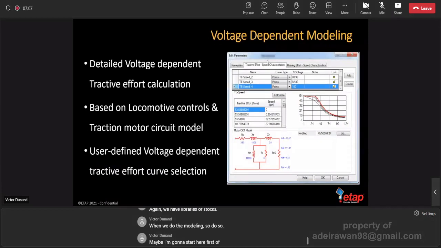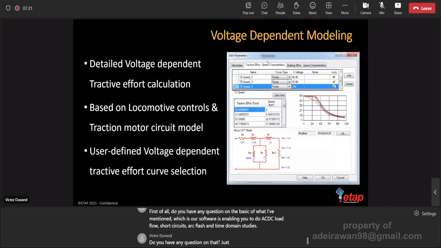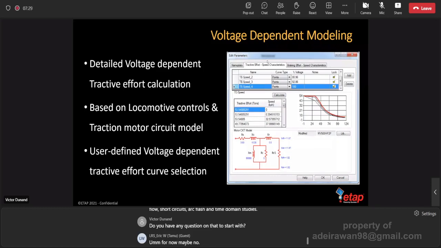First of all, do you have any question on the basics of what I mentioned, which is that our software enables you to do AC, DC, load flow, short circuits, arc flash, and time domain studies? Do you have any question on that to start with? For now, maybe no. Yeah, please continue. No problem. All right, so I'll continue.